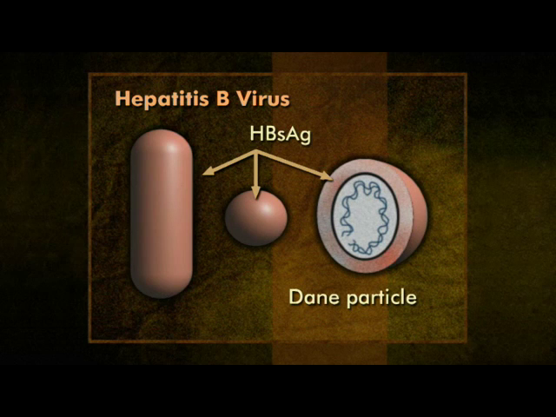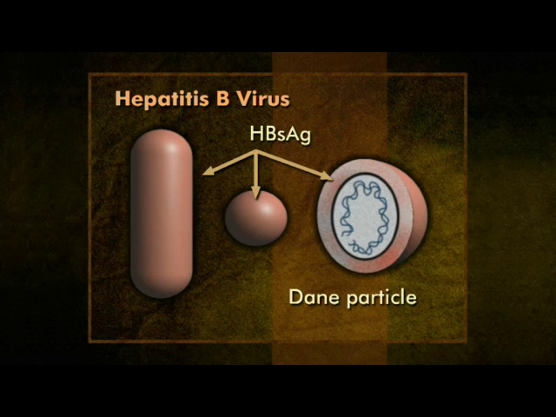Here's a schematic of HBV. The virus has several antigens, but for the purpose of this program, you only need to know about hepatitis B surface antigen. It is shown in this picture as HBsAg. This glycoprotein makes up the outer coat of the virus. Surface antigen itself is not infectious. Only the complete virus, known as the Dane particle, is infectious.